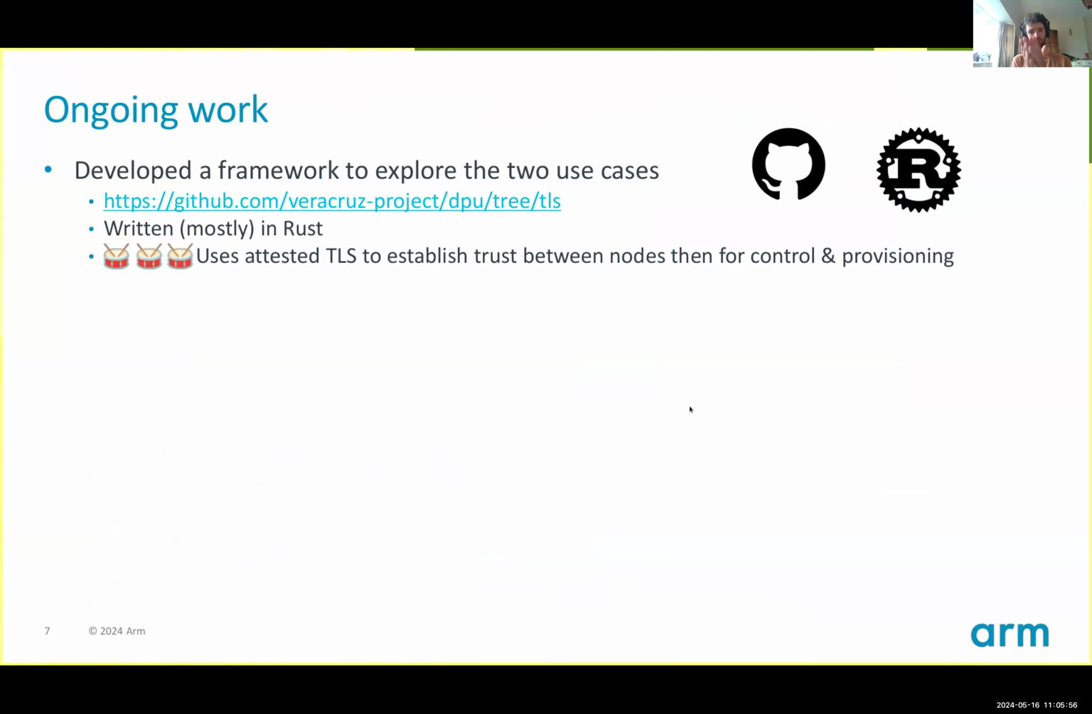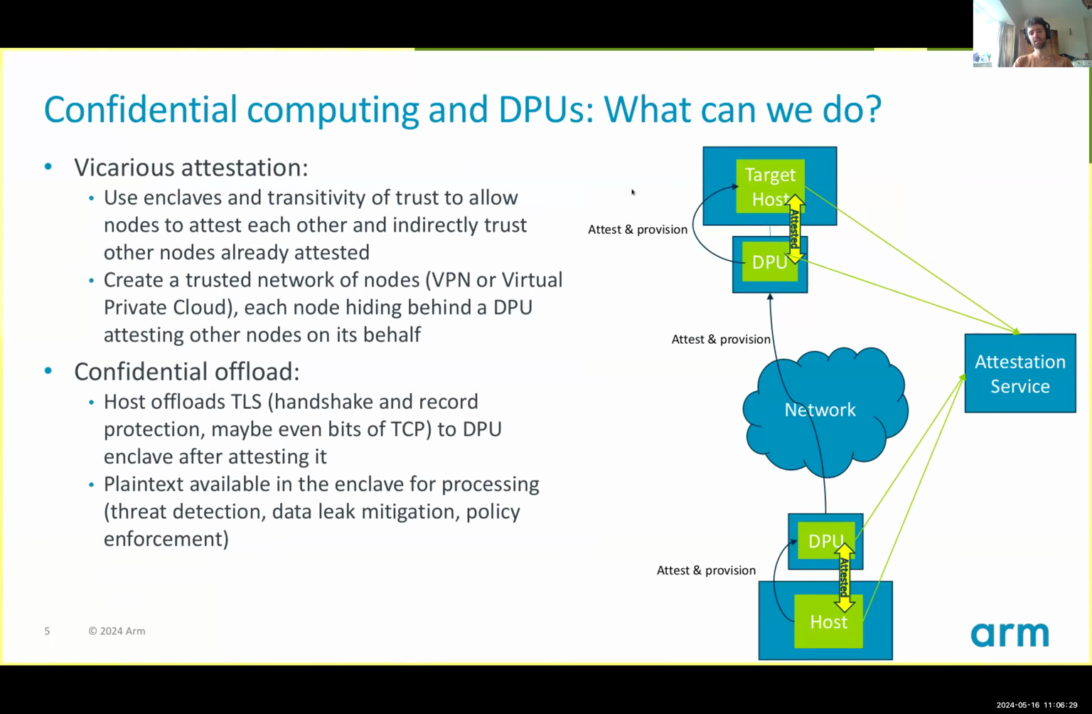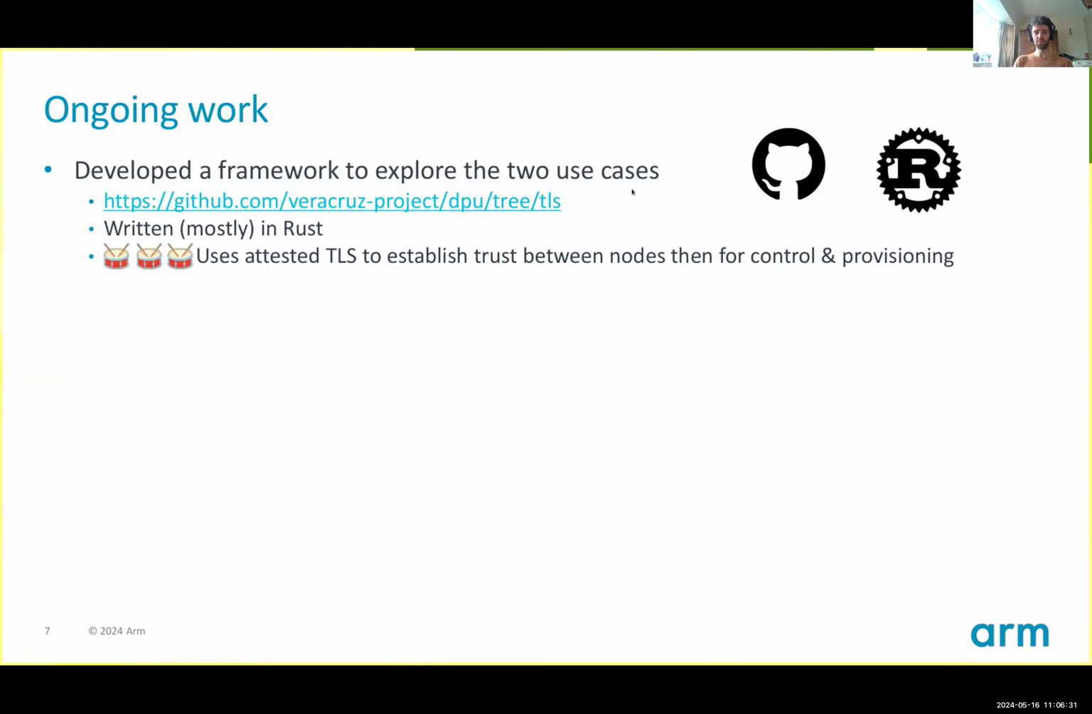Okay, so now I'm going to talk about the actual work that we've been doing and where Attested TLS is going to fit in. So we developed a framework to explore the two use cases that we just mentioned. It's available on GitHub. It's mostly written in Rust. And by mostly, what I mean is that it's using the attested TLS prototype, so there's quite a lot of code written in C because it's based on mbed TLS. So we're using attested TLS to establish trust between the nodes that we mentioned here, and to be able to control and provision them later on.